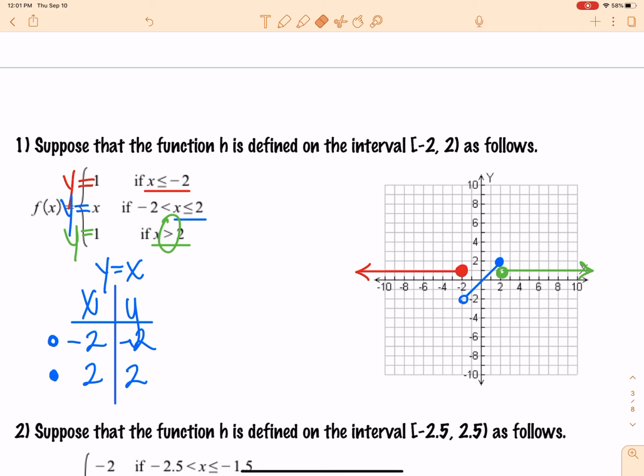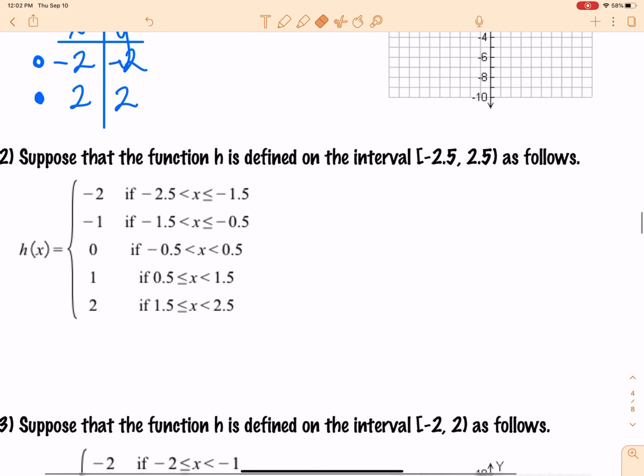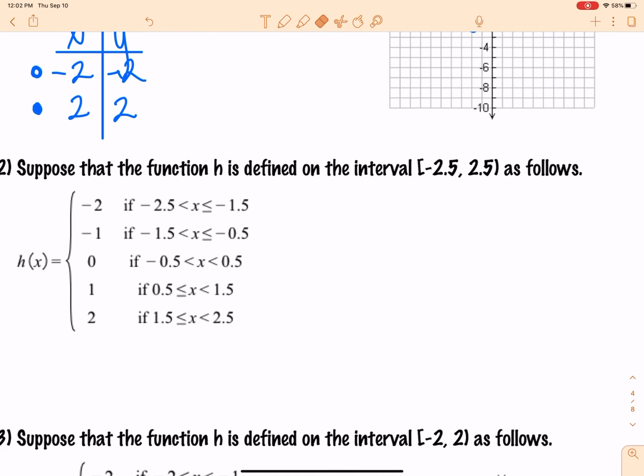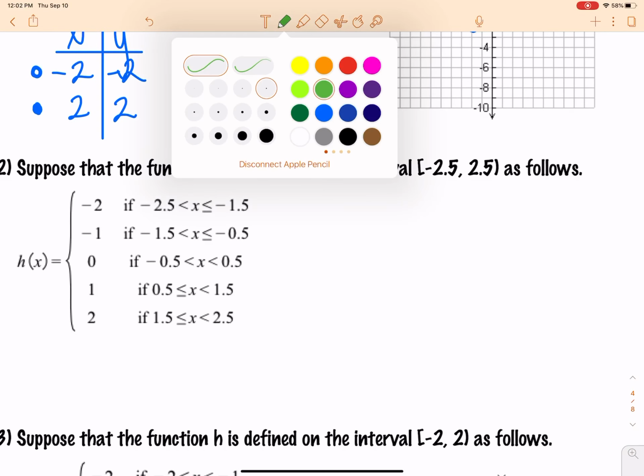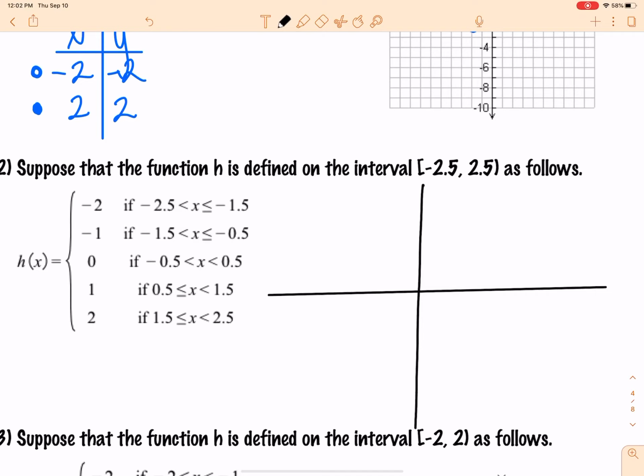All right, so let's try number 2 together. These ones are actually, once you get to know them, pretty fun. So we didn't have a graph here because, as you can see, there's like a lot of decimals going on, so I just wanted to freehand this one and sketch it out.